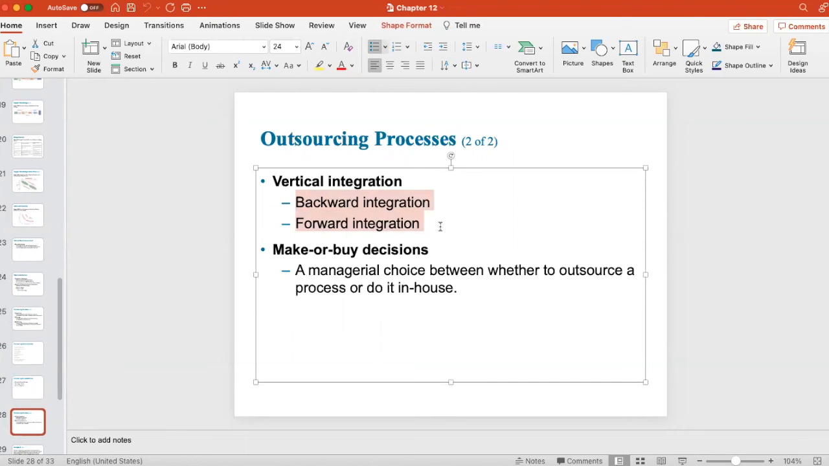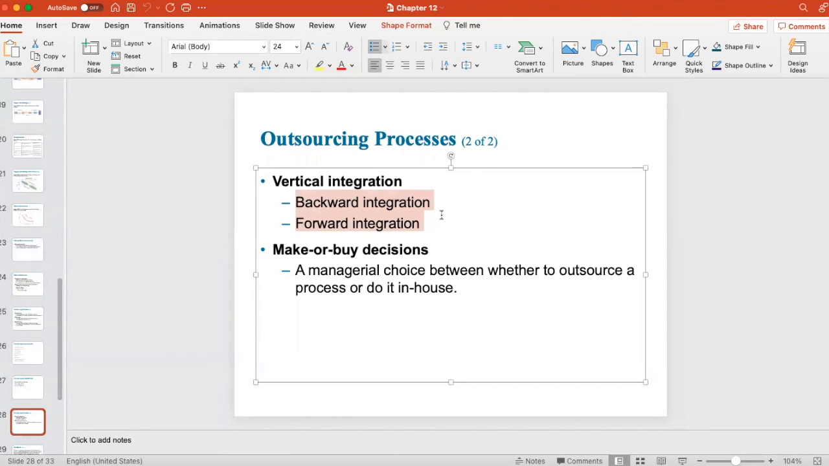Very simple. Suppose you are a manufacturer. If you want to integrate with your retailer by paying them some money and owning your retailer, this is called forward integration, because you are trying to own your downstream firms. But on the other hand, if you are a retailer and you try to own your upstream firm, let's say an upstream manufacturer or upstream supplier, this is called backward integration.